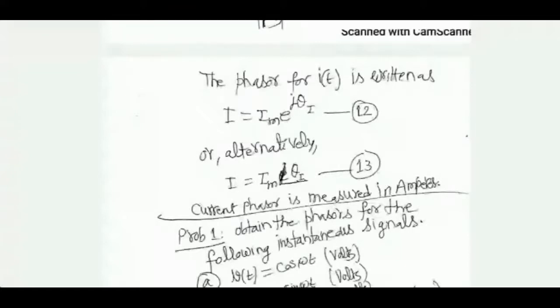Phasor for power generally is not done. We do it, but in a different manner. We do not do it in this case. I'll come to that later. But phasors for voltage and current are very commonly used to simplify the analysis of AC circuits.